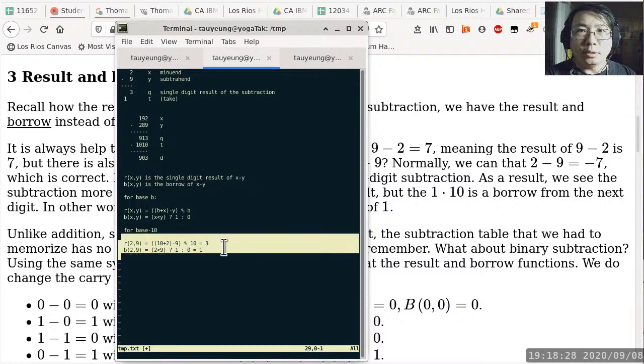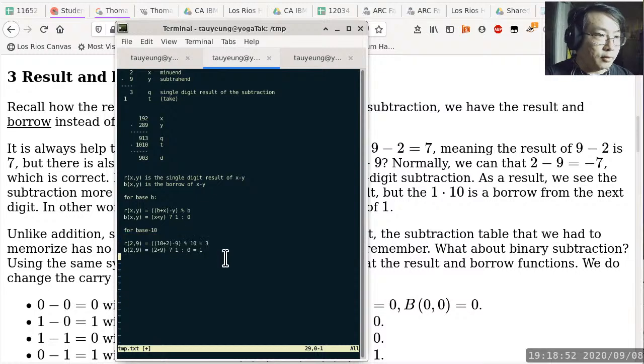Are we good on these two examples? We're just basically applying the general definition of r and b in base 10 and using r of 2 and 9 as an example. So are we good with this? All right. Okay, cool. Thank you for the confirmation.